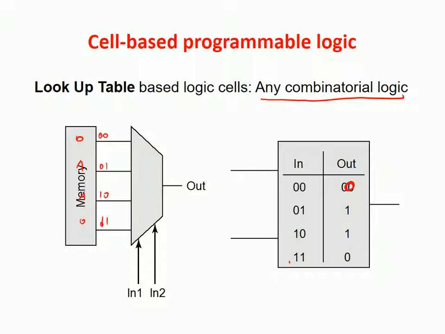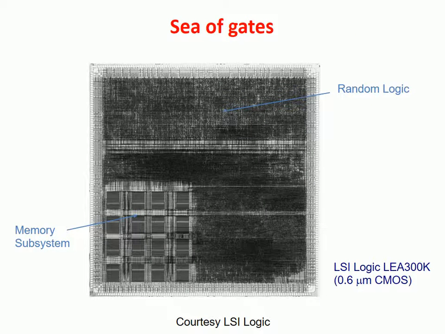And this is typically done in SRAM-based FPGA. In SRAM-based FPGA, this memory is typically an SRAM that can be written when the FPGA is switched on.